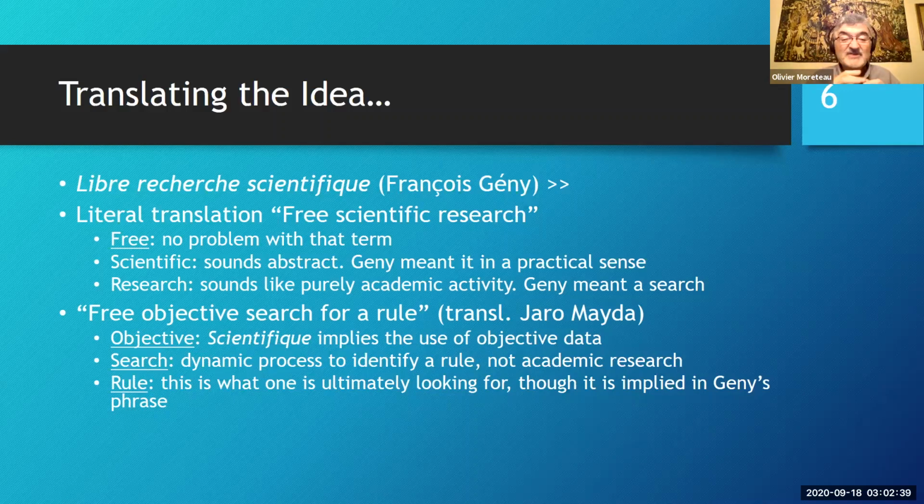Scientific is a strange word because we see scientific, that sounds abstract. You think about scientific abstract theory. And Geny actually meant it in a very practical sense. Geny was a pragmatist. And he's using the word research that sounds like a purely academic activity, but actually Geny meant a search. He meant the dynamic process of searching for a rule. Actually, the book of Geny has been translated into English. And guess what? The translation has been done here in Baton Rouge.